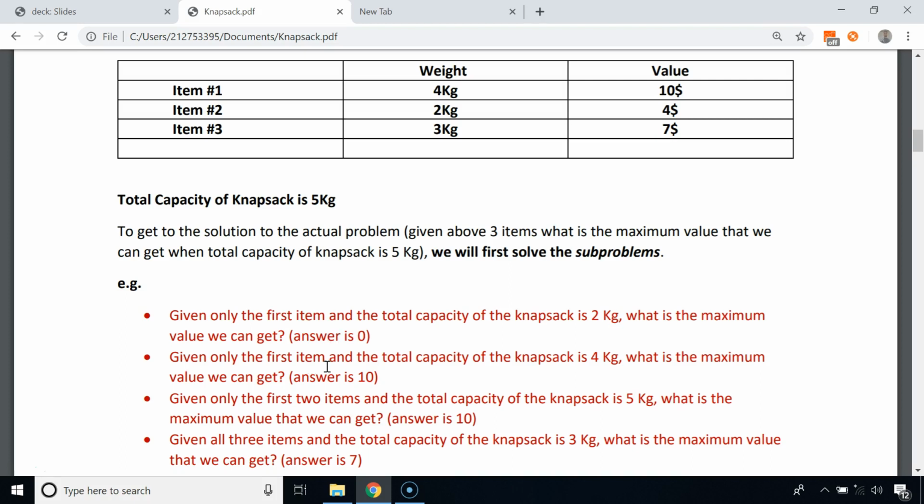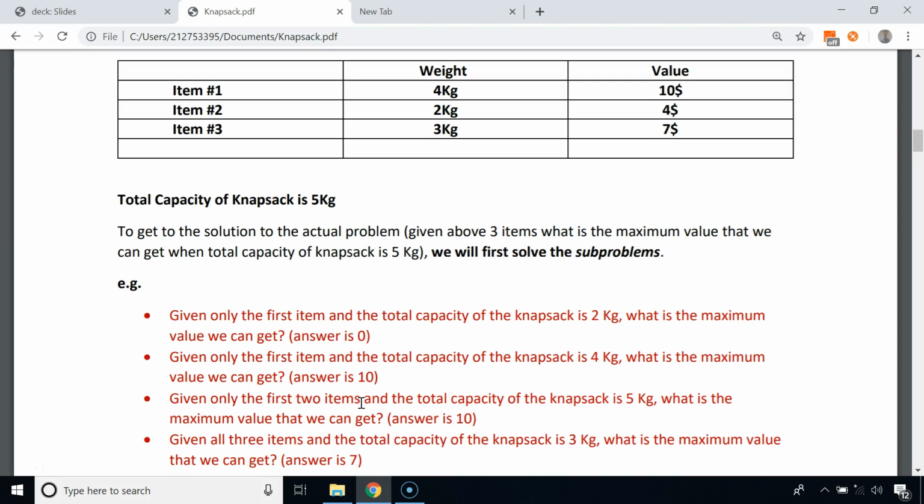Now given only the first item and the total capacity of the knapsack is 4 kg, what is the maximum value that we can get? So the answer in this case will be 10 because the knapsack capacity is 4 kg and the weight of the first item is 4 kg. So we can put the first item in the knapsack. So the maximum value that we can get in this case will be $10.